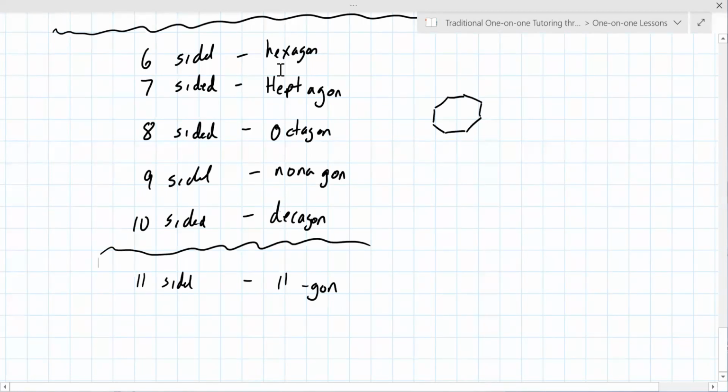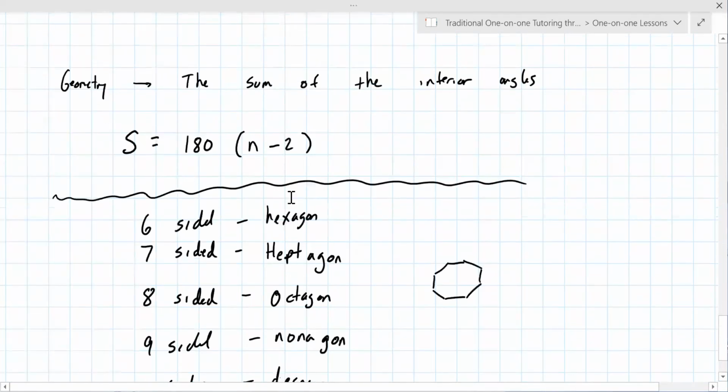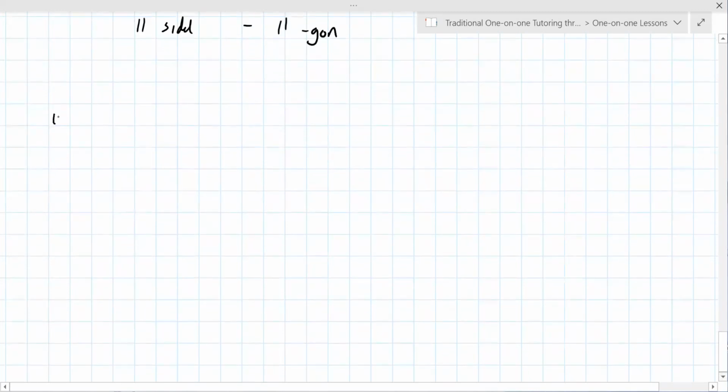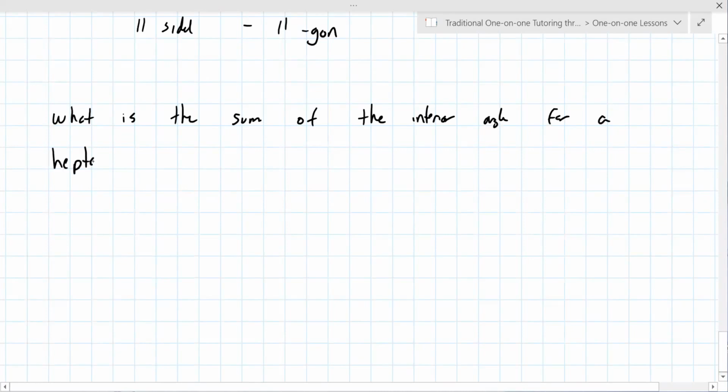Okay, so we're going to use this table now. We're going to use this formula. This formula is the sum formula. So the problem would go like this. It would say, what is the sum of the interior angles for a heptagon? And the sum is 180 times n minus 2. So you need to know how many sides are in a heptagon.